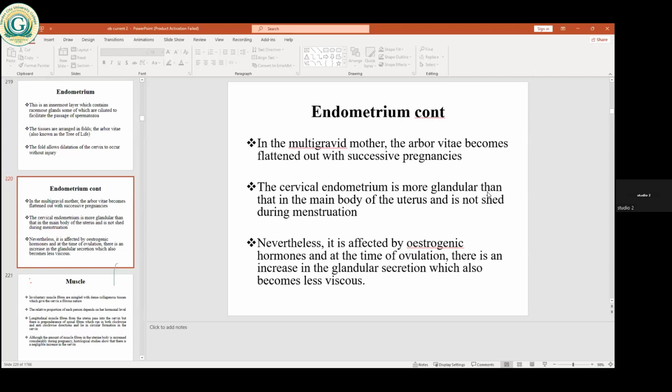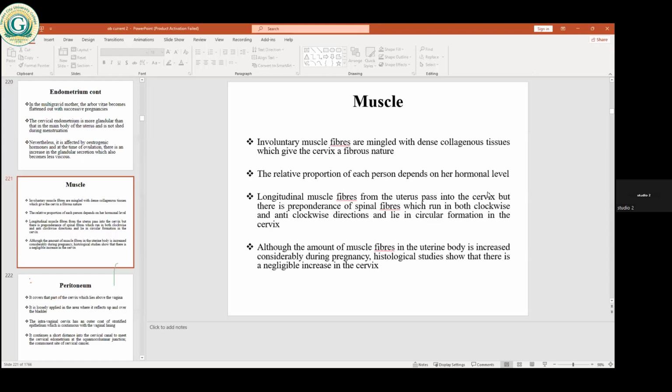There is an increase in glandular secretion, which also becomes less viscous during ovulation. That is the endometrium part of the cervix. We call it the mucin layer, and it's not like that of the endometrium in the cavity of the uterus. Dense collagenous tissue gives the cervix a fibrous nature. The relative proportion of each depends on her hormonal level.